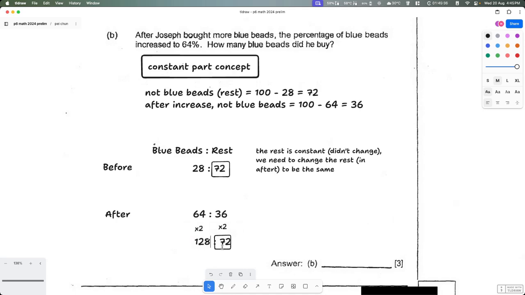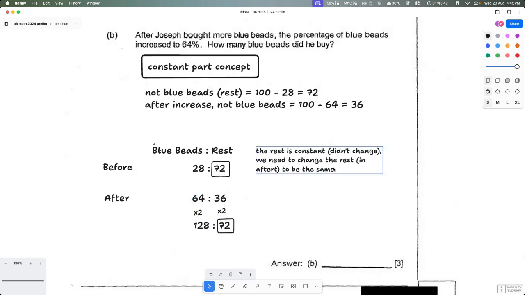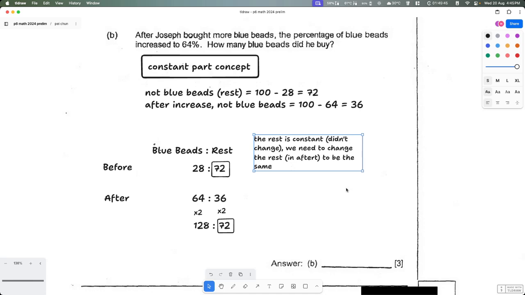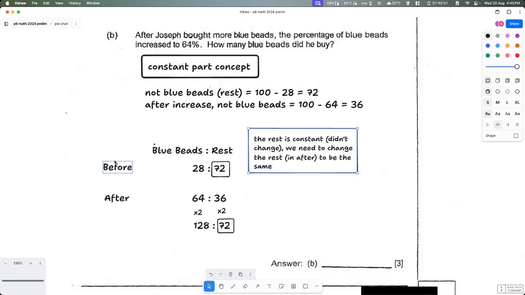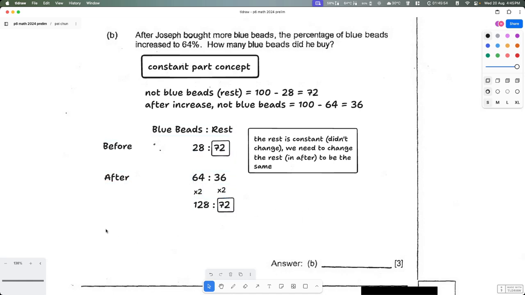Okay, 128. And that's why it can give us this fraction over here, right? So the rest is constant, so we need to change the rest in after to be the same. So let me just make this as well like this, right? So before, the blue beads were 28 units. So after is 128 units. So the difference is equal to 128 minus 28, which is 100 units, right?